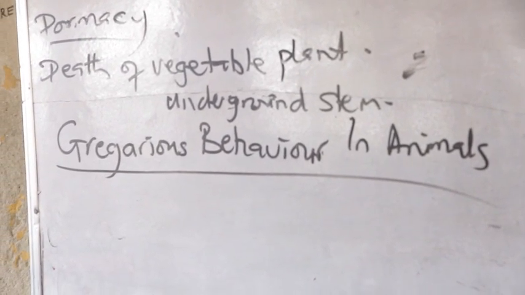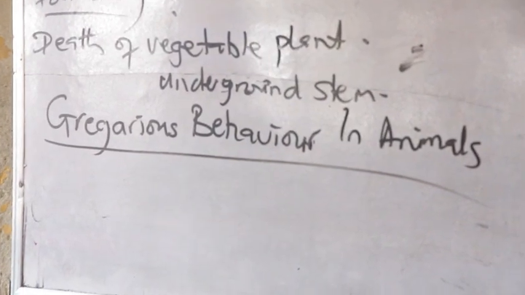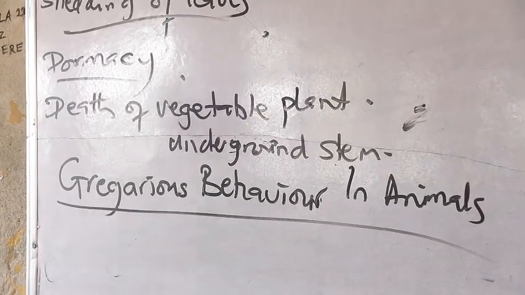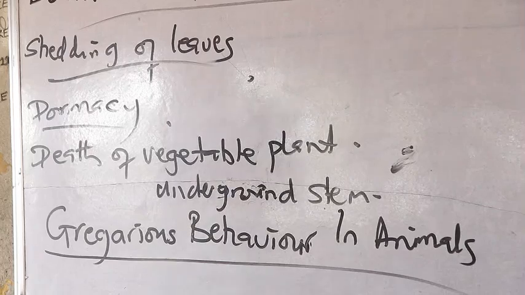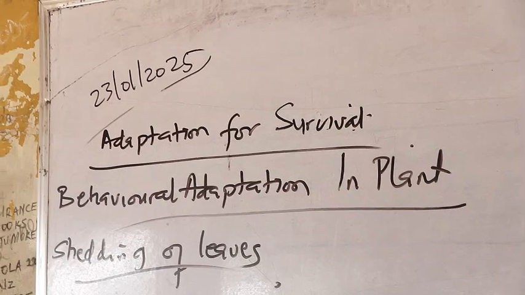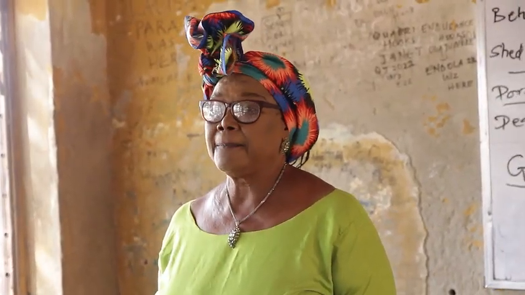Now, when we talk about gregarious behavior, this is where you have some animal species that tend to move and live together in a group. They protect themselves and do everything together. In short, they are found living in colonies. Do you understand what I mean by colony? Give me an example of a tribe in Nigeria that lives in colony. It's the Igbos.